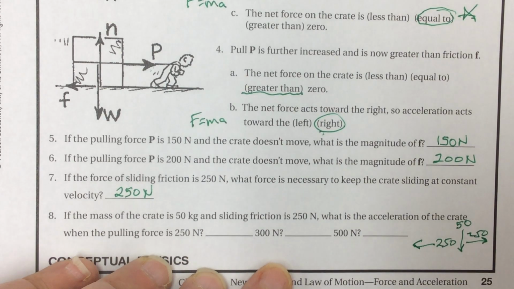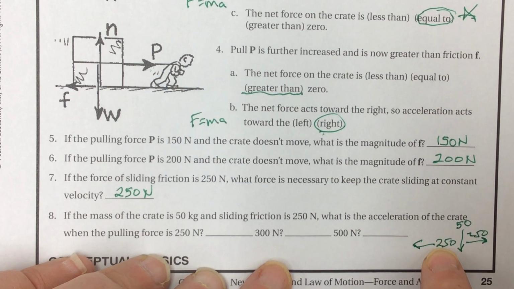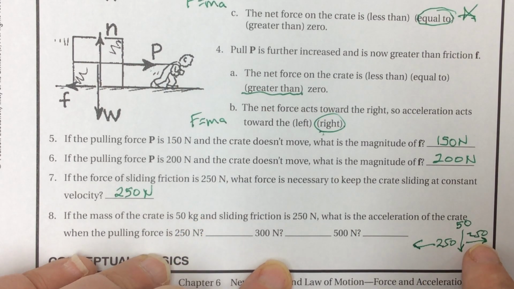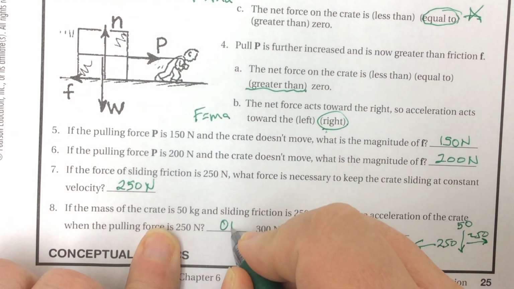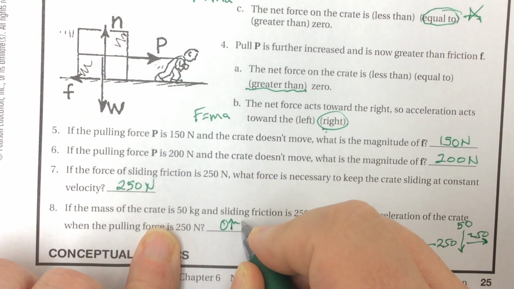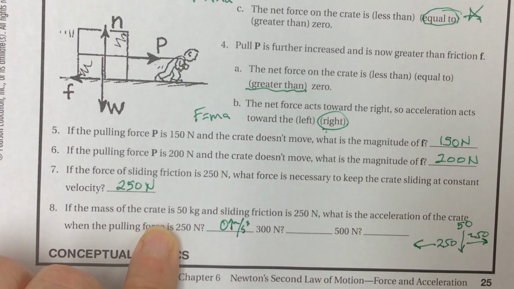It's moving at a constant speed. If this is sliding friction, it's sliding, then I only need the same to keep it going. So if I've got the same, I have 0 meters per second squared. It's not accelerating. I'm going at a constant speed.